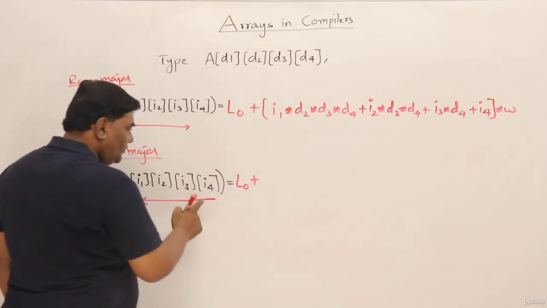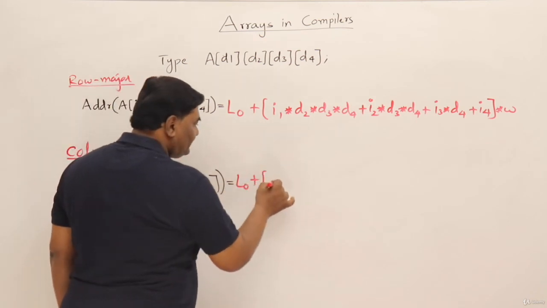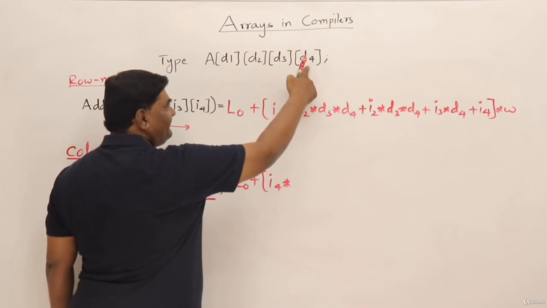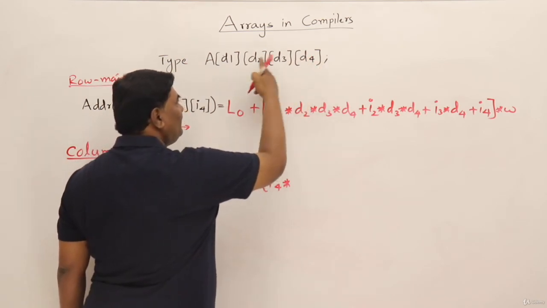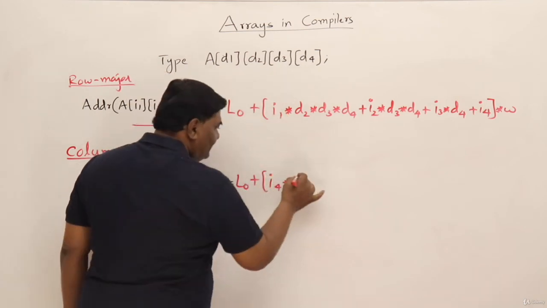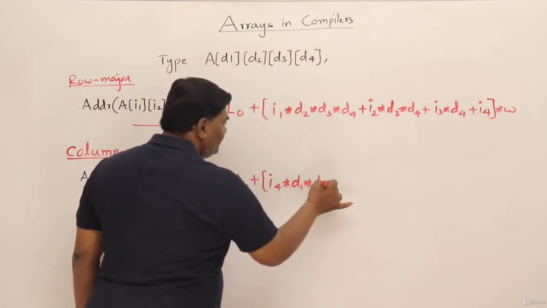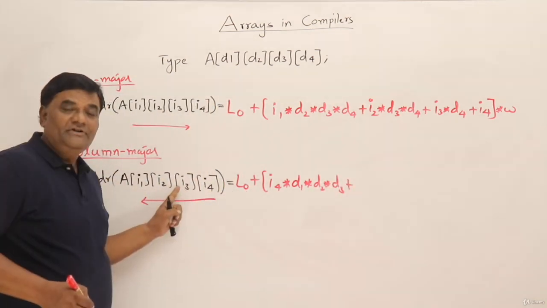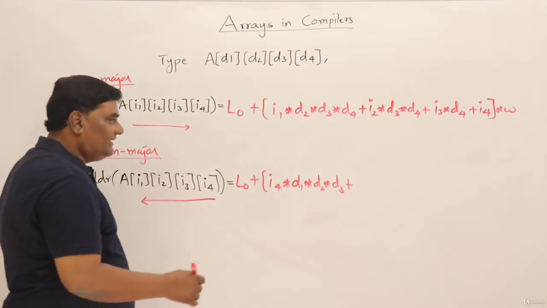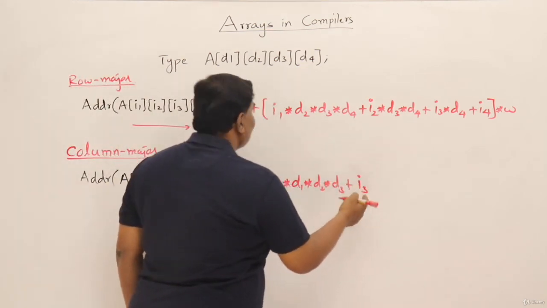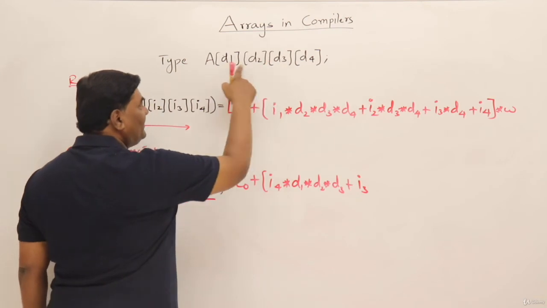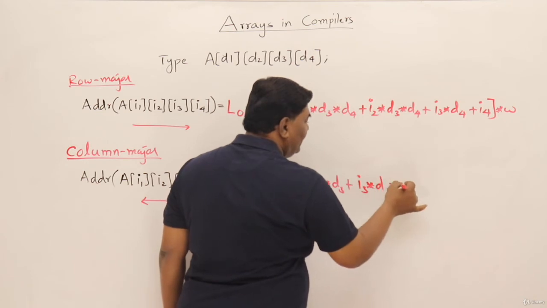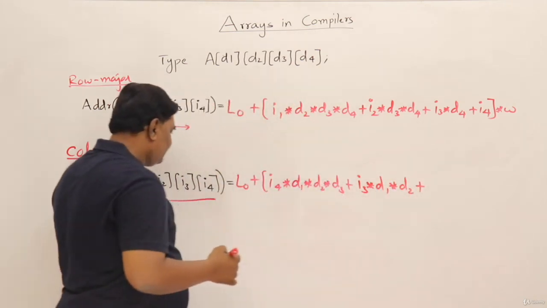L0 plus, first one is index 4. So I4 multiplied by, see, this is dimension 4, so take all those dimensions before dimension 4. So D1, D2, D3: D1 into D2 into D3, plus. Now we are moving from right to left. So next is I3, index 3. So go to dimension 3 and take all the dimensions before dimension 3. So this is D1 and D2. So multiplied by D1 and D2, plus I2.